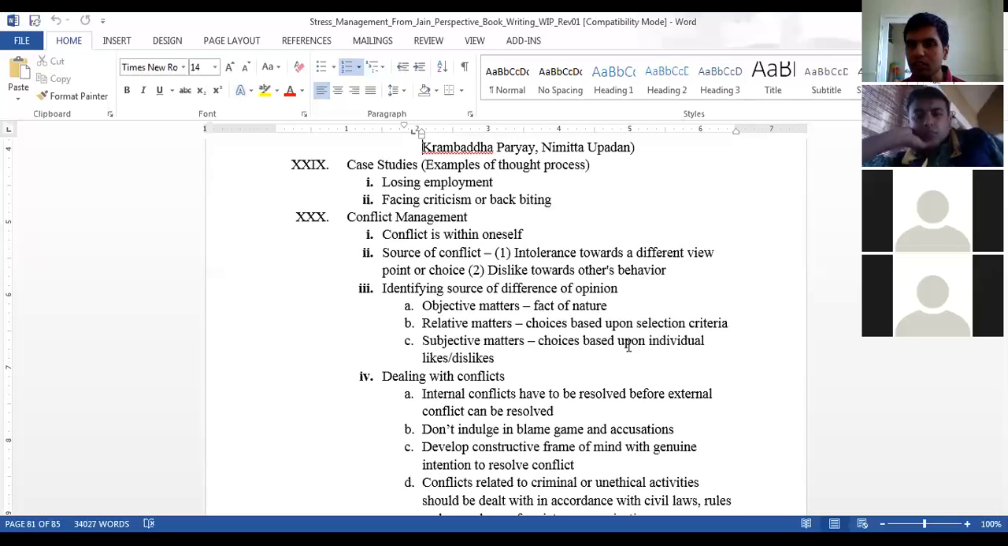The conflict arises when we have intolerance towards a different point of view or choice. Intolerance means just a dislike. Certain things we may not agree with, but the moment the feeling of dislike or hatred arises, that's the moment we are in conflict. Do you agree or not, Pritesh? Do you agree?